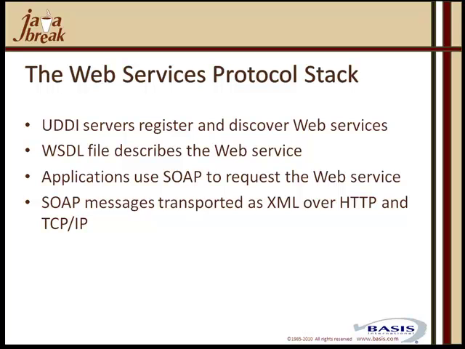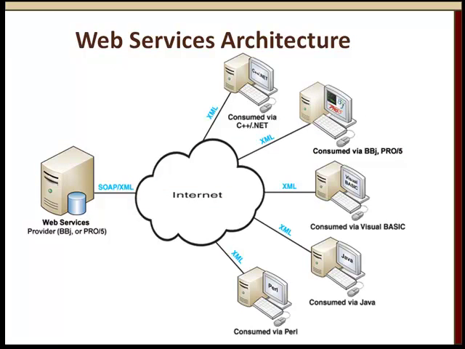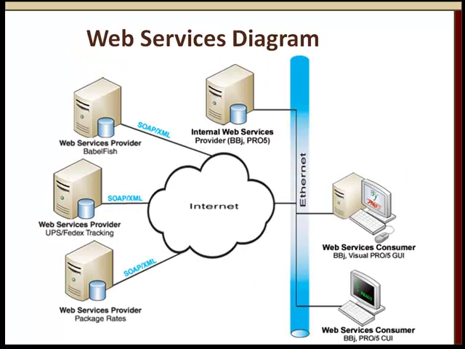What we'd really like to show you is how to employ these capabilities that are offered up by BBJ and by Java. So let's look at some of the diagrams that show off the functionality that we're looking for. Over here we have the internet, and on the left we have a web service provider, which could be written in BBJ or Pro5, and it's offering up a web service to be consumed via C# or .NET, consumed via BBJ or Pro5, or consumed by Visual Basic, or consumed via Java, or consumed via Perl. Those are just some examples of how web services can be consumed across the internet.